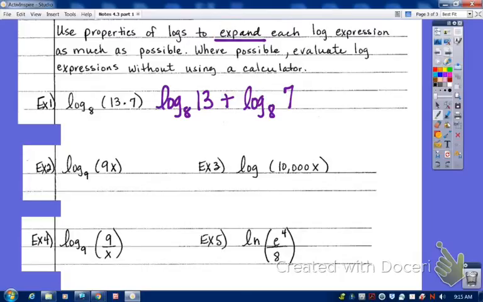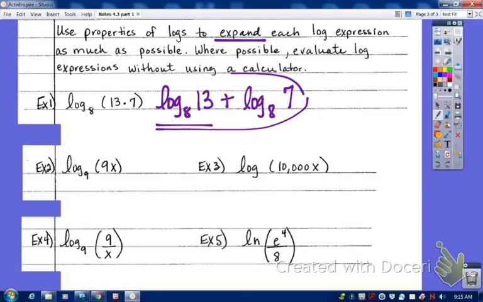Then you ask yourself, can you evaluate log base 8 of 13 without using a calculator? 8 to what power is 13? 8 to the first power is 8. 8 to the second power is 64. You cannot evaluate log base 8 of 13 without a calculator because it's some number between 1 and 2. So you just leave it there. How about log base 8 of 7? Can't do that without your calculator, so you are finished.